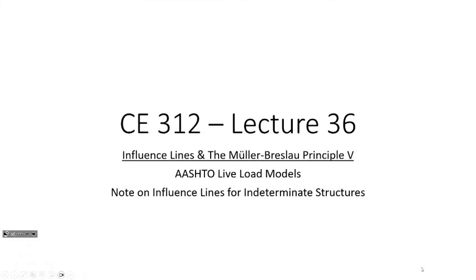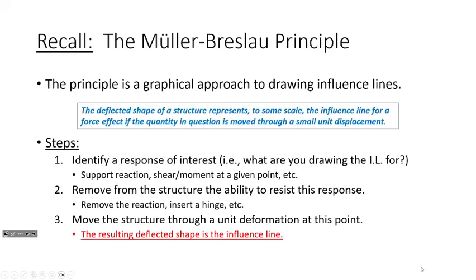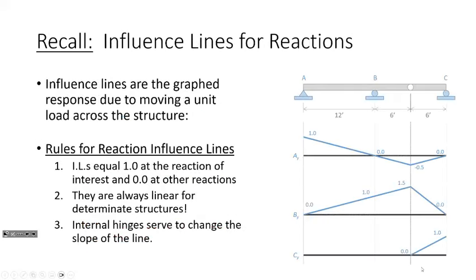Now, I just want to make sure that we're all clear. We are still utilizing the same concepts, the Mueller-Breslau principle. We're identifying a response of interest, moving the structure through a unit displacement by removing from the structure the ability to resist that response. The resulting deflected shape is the influence line, which is why for statically determinate structures, the influence line is always straight, because if you take a determinate structure and remove a response from it, you get an unstable structure, so it's not going to deform.